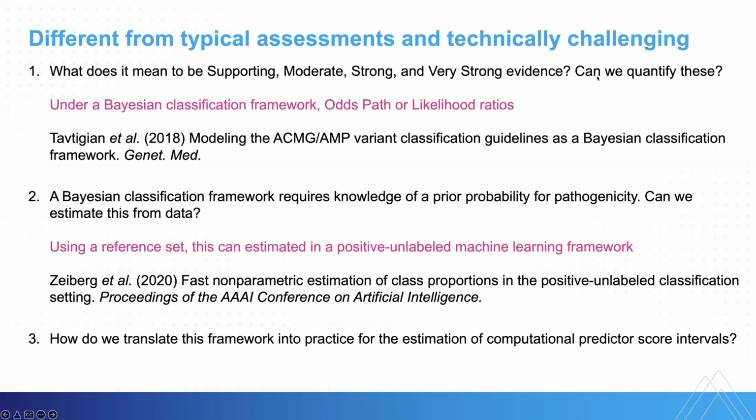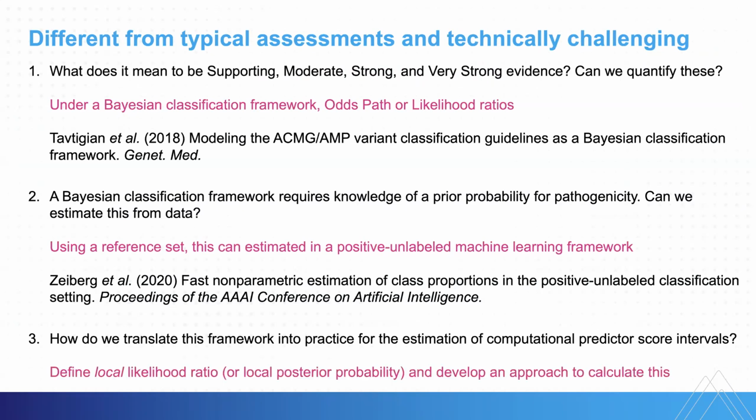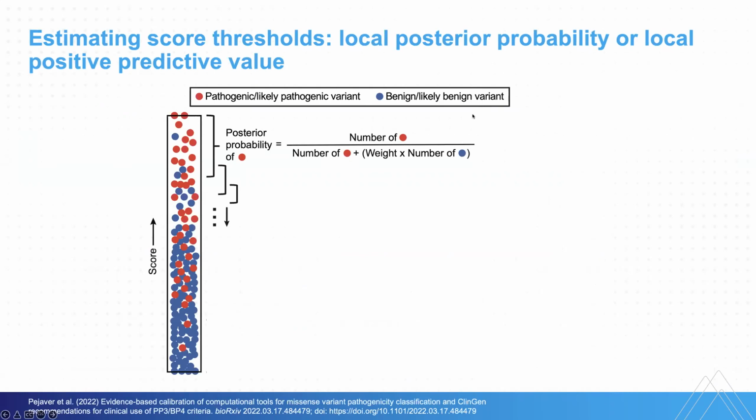And finally, now that we have these different ideas come together into a theoretical framework, how do we translate this into actually estimating score thresholds and intervals and giving guidance on how computational predictors can be used? In our work, we had to define a localized version of this likelihood ratio, and we proposed an approach to calculate this.